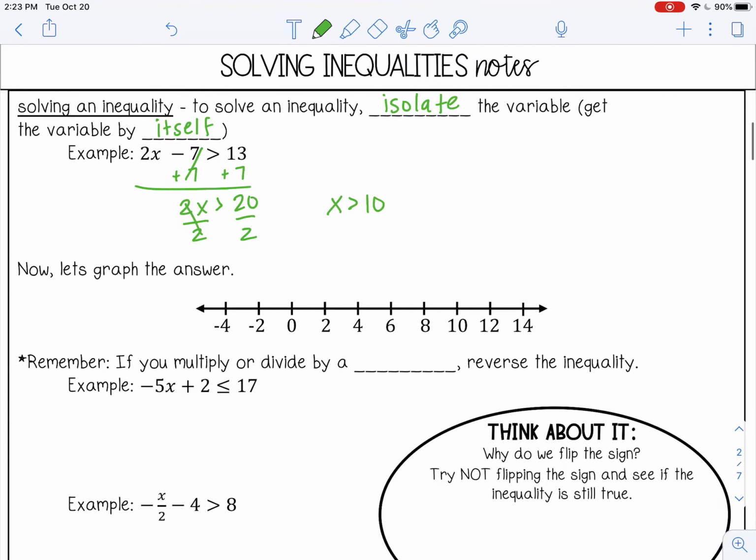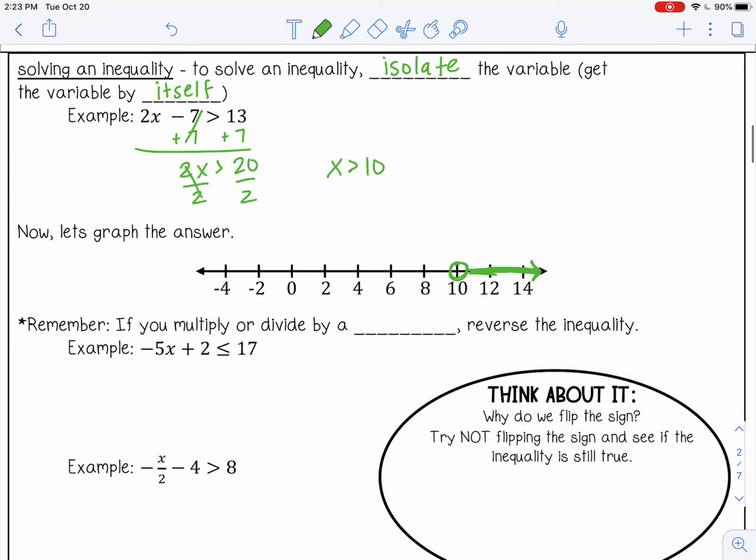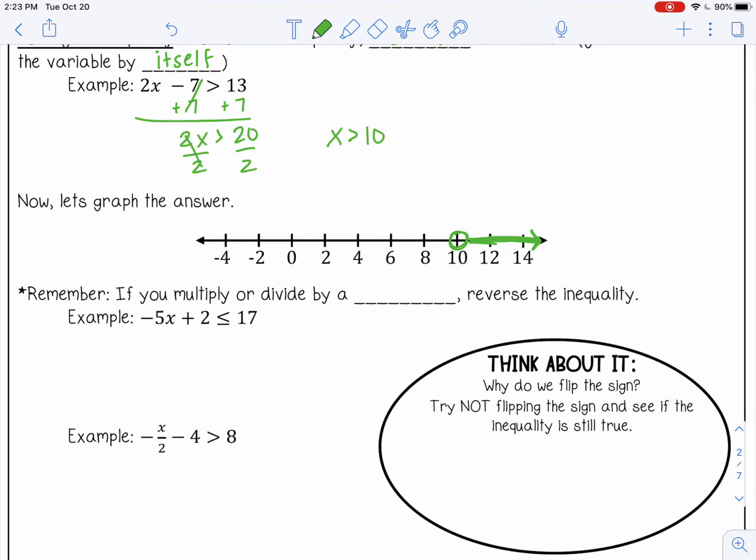All right, so if I wanted to graph that, it's an open circle, and then all the numbers greater than 10. And again, if you want to write it with the parentheses and the brackets, parentheses because it doesn't include 10, all the way to positive infinity. All of those numbers make this inequality true.